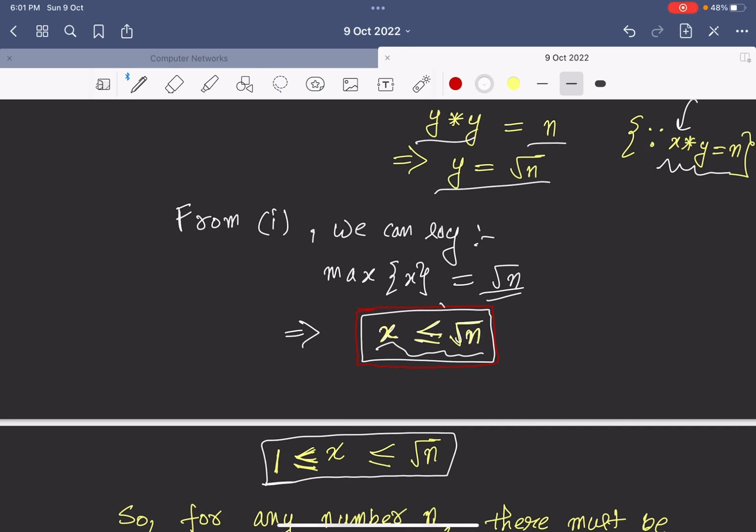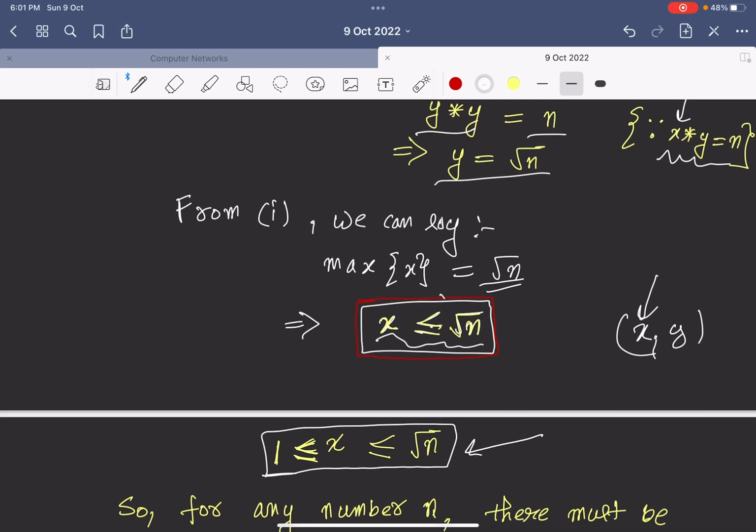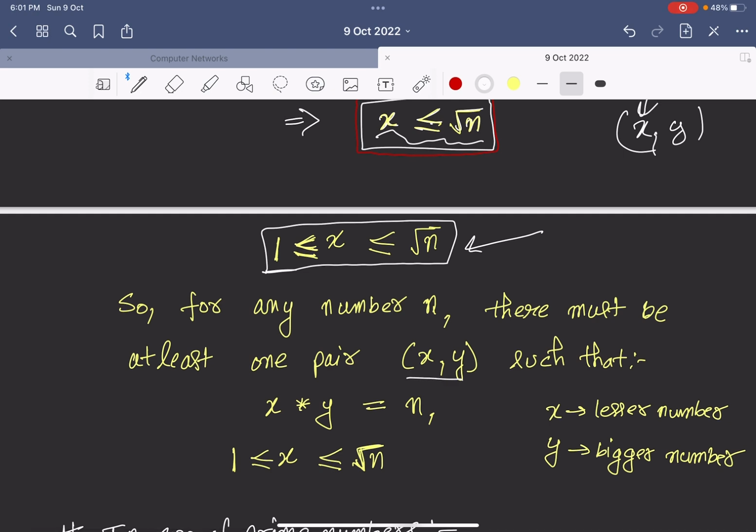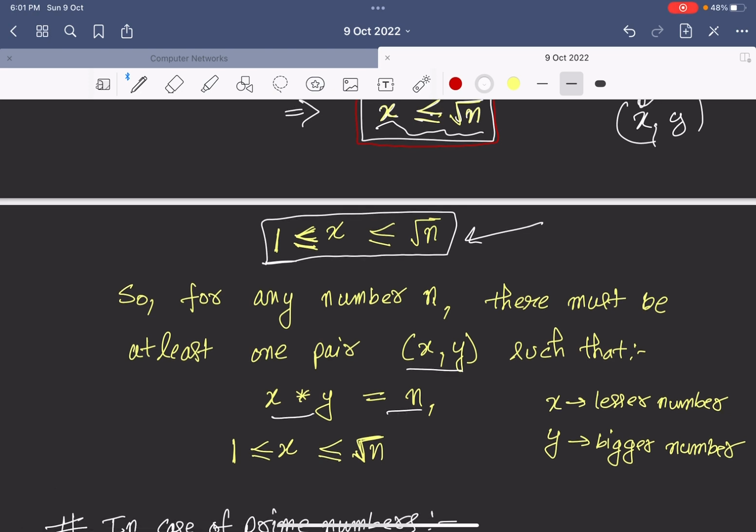So I figured out that any number n can be represented as a product of two numbers x and y, and I assume that x is the smaller number. For that smaller number, I derived this condition that x is ranging from 1 to root n. X, the smaller number, cannot go beyond root n, right? So for any number n, there must be at least one pair x, y such that x times y is equal to n. And if I assume that x is my lesser number, then automatically y will be a bigger number, and x is in the range 1 to root n.